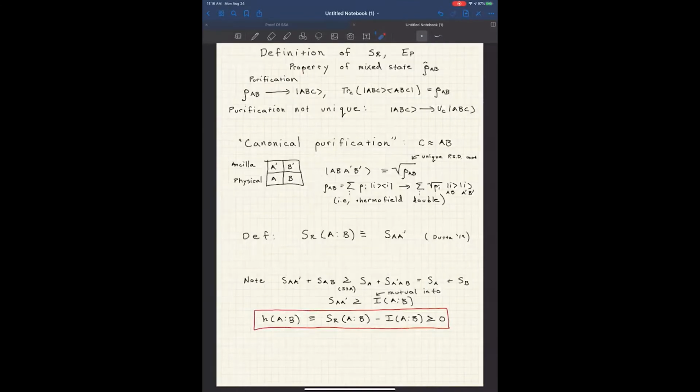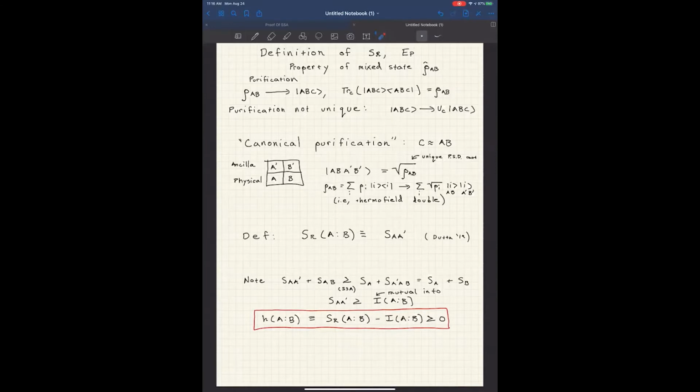So let me first review just the definition of this reflected entropy SR and the entanglement of purification. These are properties of a mixed state on regions A and B, and both of them are defined in terms of the purification process. If you purify something, you start out with a density matrix on AB, and then you construct a pure state in an enlarged system where you add an ancilla C, and you just demand that if you consider the density matrix on the enlarged system and then trace out C, you get back the density matrix you started from.